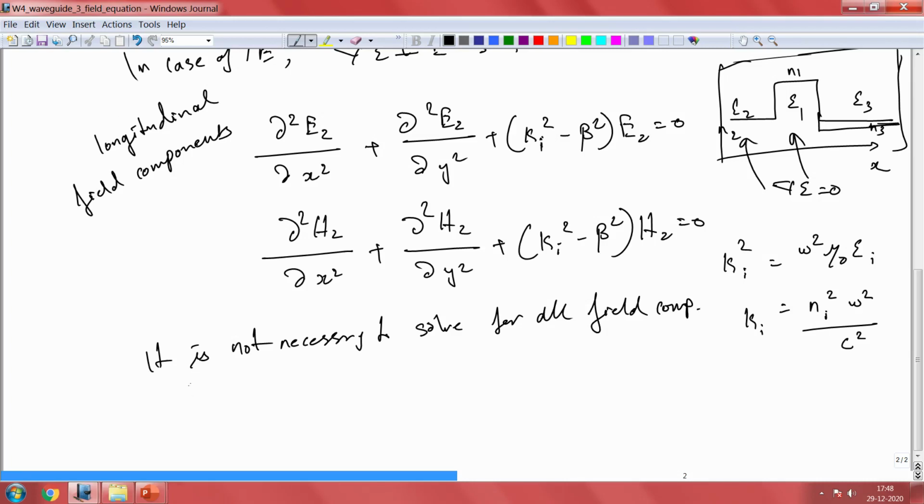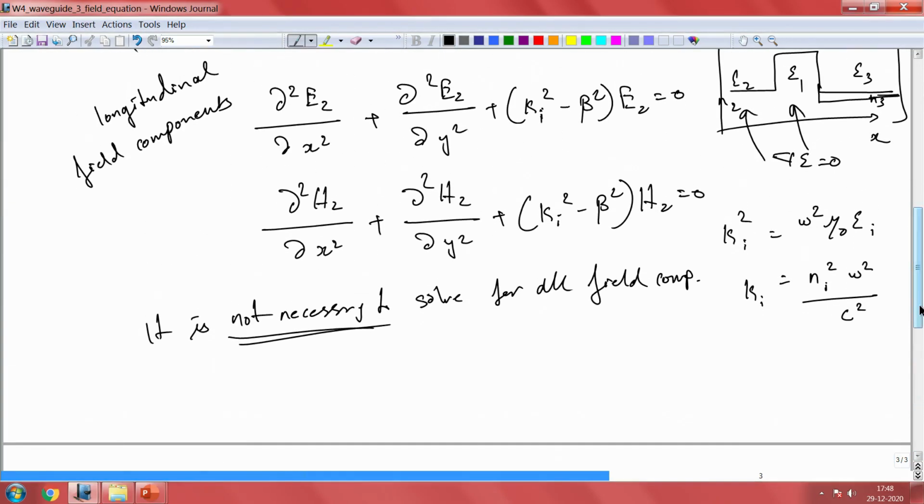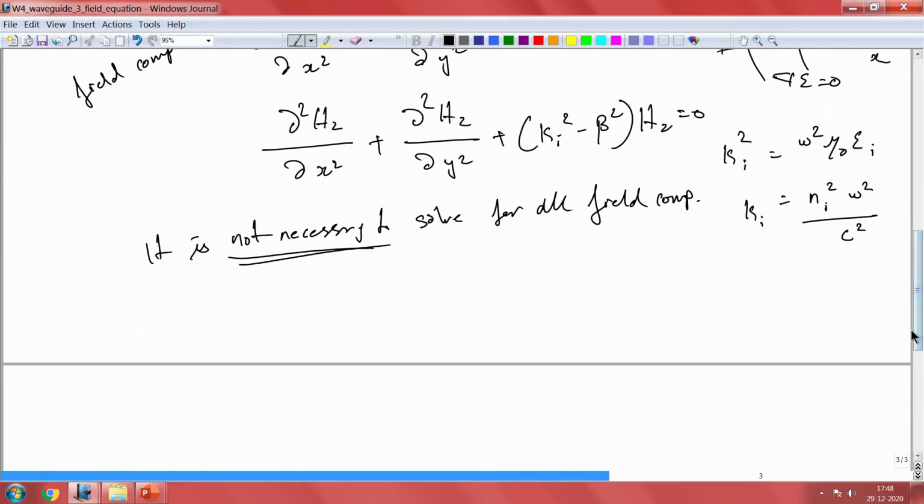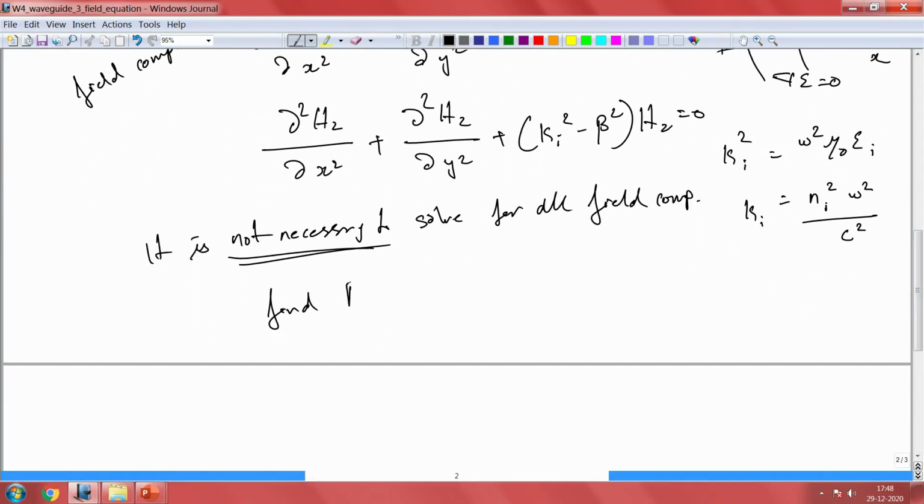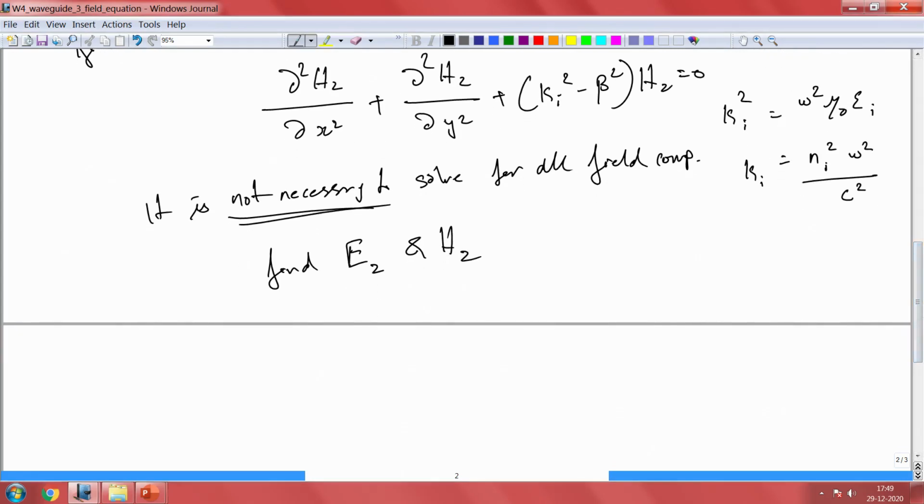So, it is not required. It is not necessary to solve for all the field components that we have. It is good enough if we find Ez and Hz. So, this is good enough. By doing this, we can actually expand and then find the other components. So, the mode field pattern can be obtained by solving just two equations.